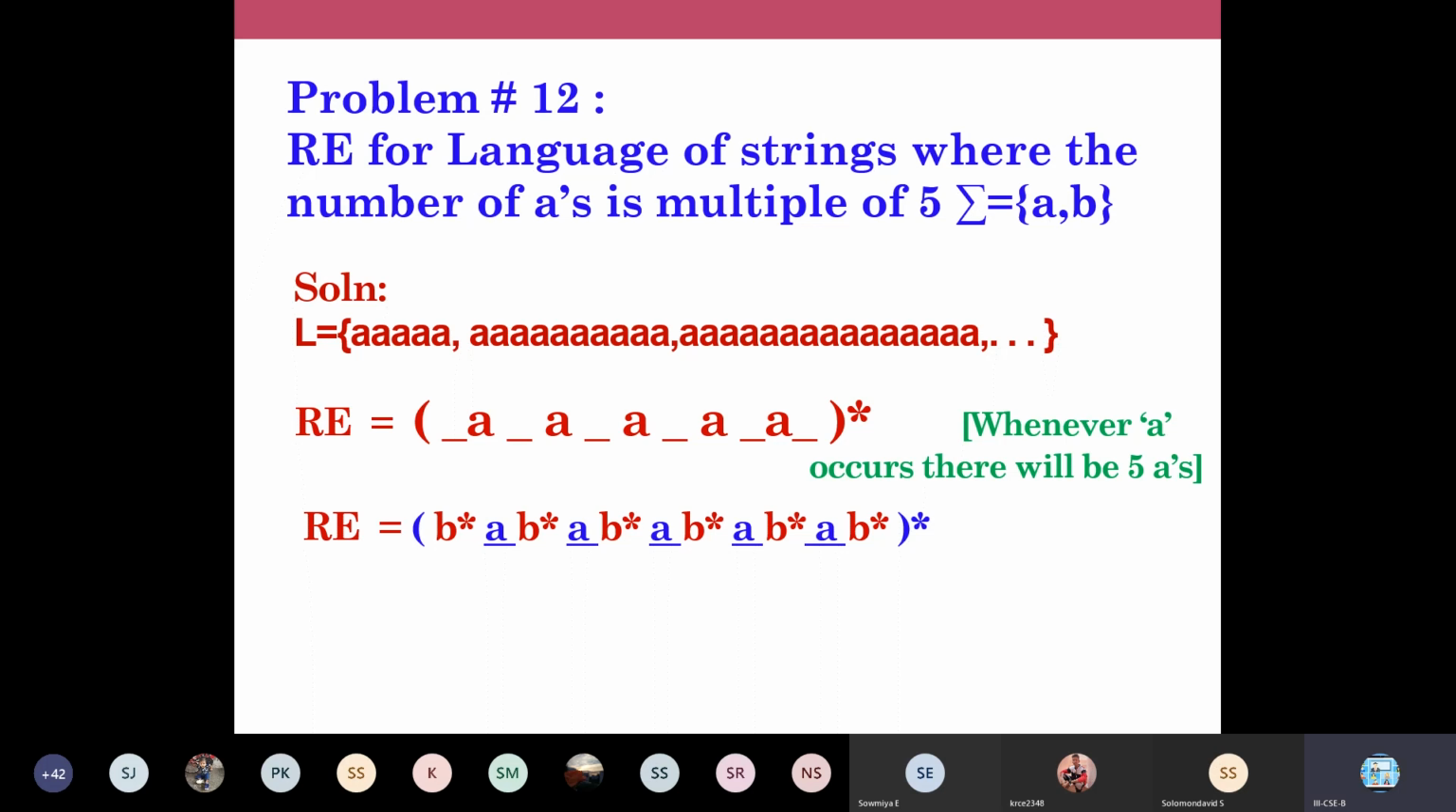You can note down. You must have 5 A's inside the parenthesis, and on either end of the A's you write B star, and also outside the parenthesis also write B star. So that will be your answer for this question. That will be the regular expression. Yes, many are giving the answer.